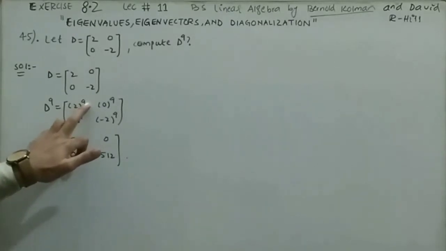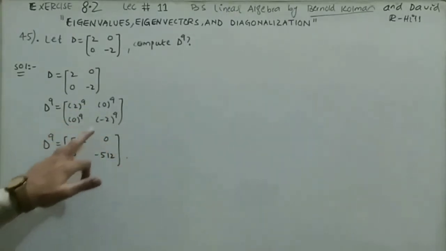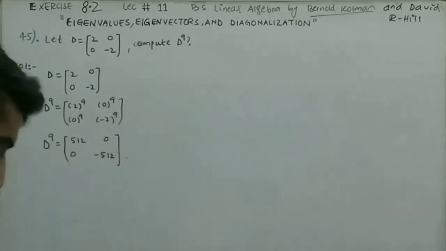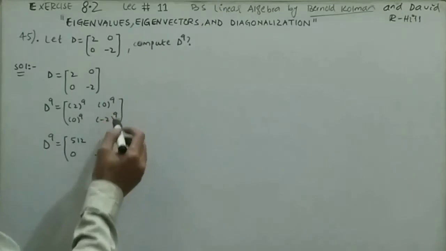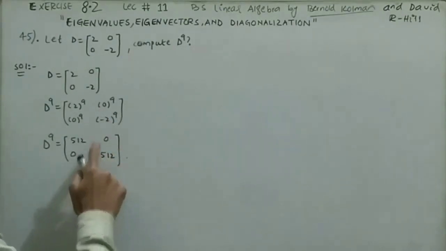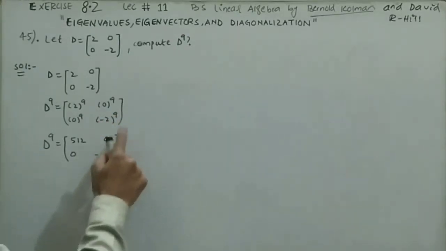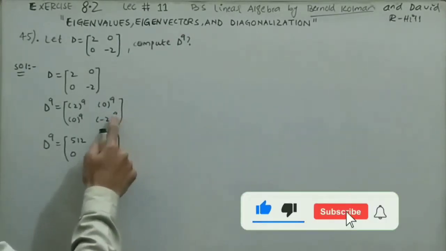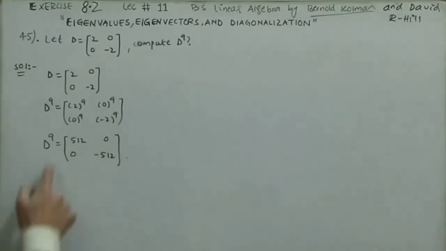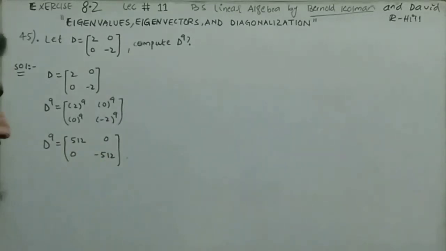2 power 9 is equal to 512, 0 power 9 is 0. And minus 2 power 9 is minus 512, because when the power is odd, the sign remains as it is, so minus will be minus. If the power is even, then we will write plus. But here the power is odd, which is 9, so we will write minus. So 2 power 9 is 512. So the required D power 9 matrix is equal to 512, 0, 0, minus 512.